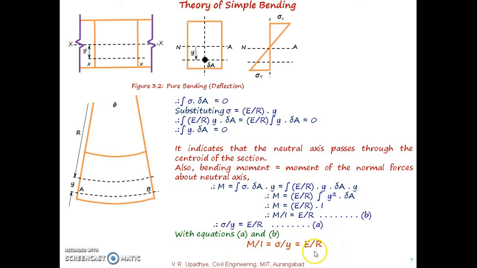Now here M is the bending moment due to externally applied forces at that particular cross section where we are analyzing for the bending stresses, and I is the moment of inertia of the entire cross section about the neutral axis, and sigma is stress. It may be compressive stress or it may be tensile stress at that particular point at which we are calculating that stress, and y is the distance of that point from the neutral axis, and E is Young's modulus and R is the radius of curvature. With this, we will go for further discussion regarding the section modulus.